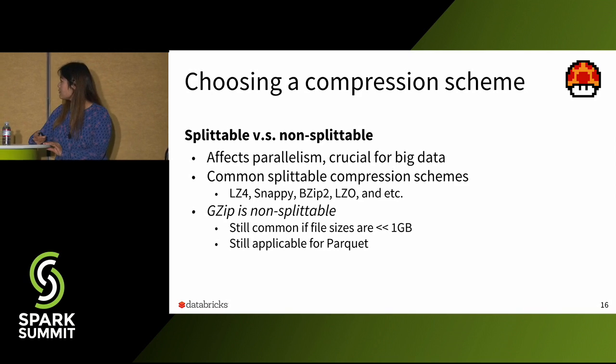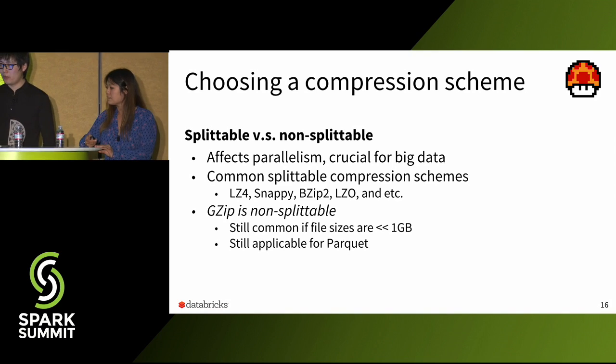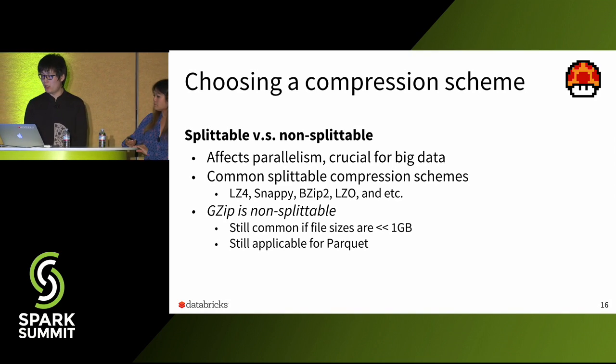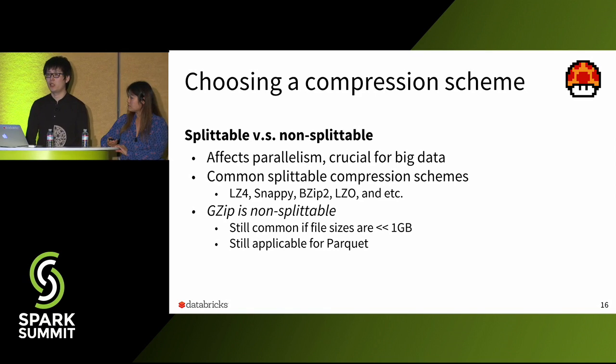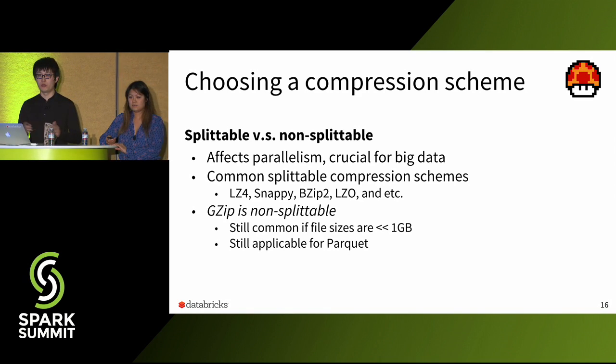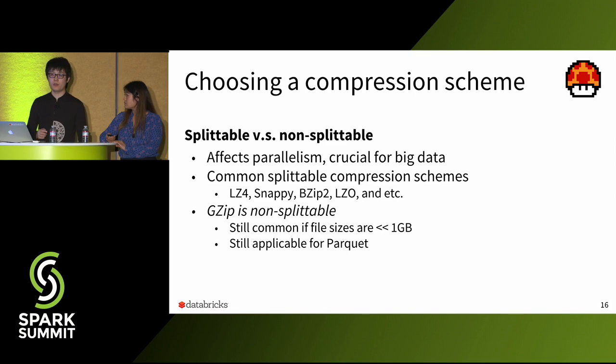Anything else you want to add about compression schemes? So actually, gzip is still applicable for Parquet, because a Parquet file usually consists of multiple row groups, and those compression schemes are always applied at the row group level. So whatever compression scheme you choose, Parquet files are always splittable. This is why we mentioned here that gzip is still applicable for Parquet.